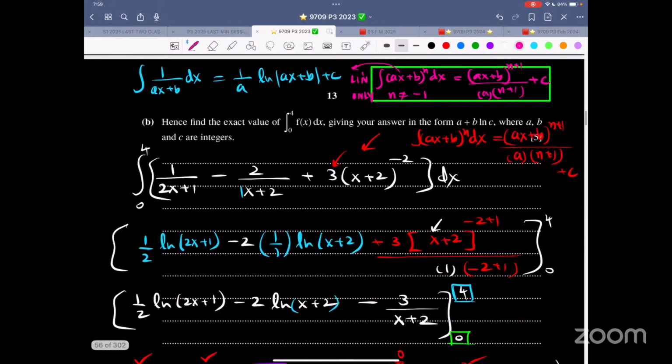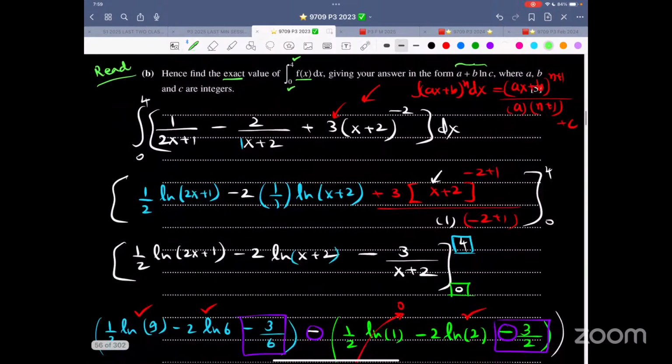They are asking us the exact value of this integral between the limits 0 and 4. Give your answer in this form. So always read this. Read the question. What is the format that they're asking? 99% of the time, they're asking for the exact form. So now, focus on this.